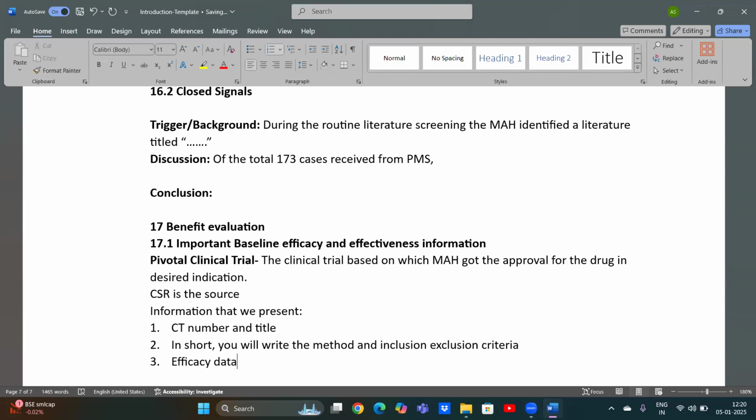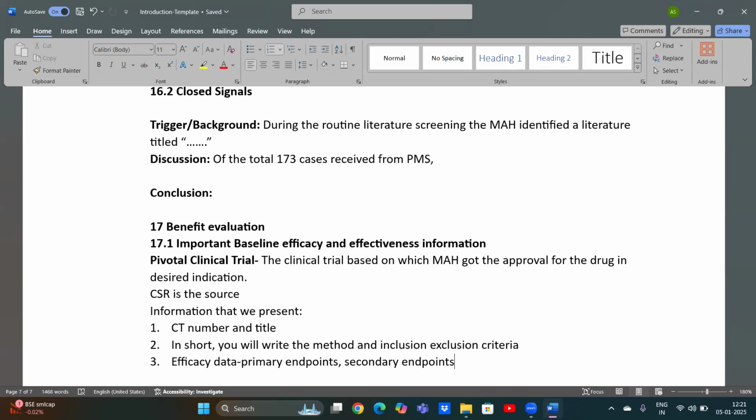So how do we present that efficacy data? If you are doing an oncology trial, then there will be primary endpoints and secondary endpoints. Whatever data you have related to efficacy, which proves your efficacy, that data will go here, taken from the CSR. If there is more than one trial, then in the same fashion you will write the data for all the trials.